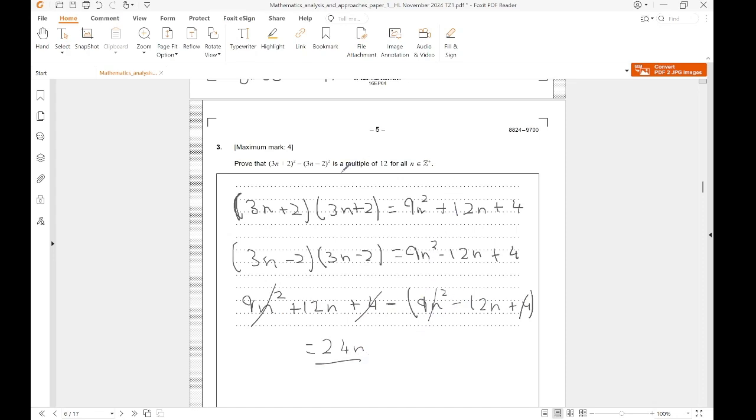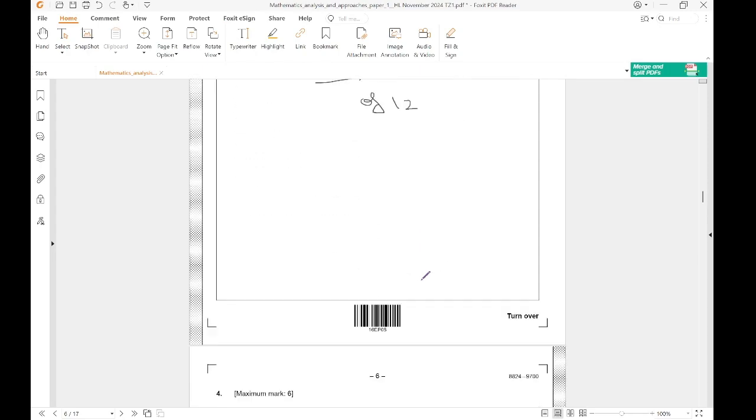And now they're asking, is it a multiple of 12? So you can automatically tell from here that 24 is obviously a multiple of 12. So you can say that since 24 is a multiple of 12, every value is going to be a multiple of 12. So it is proved now, since you got 24n.